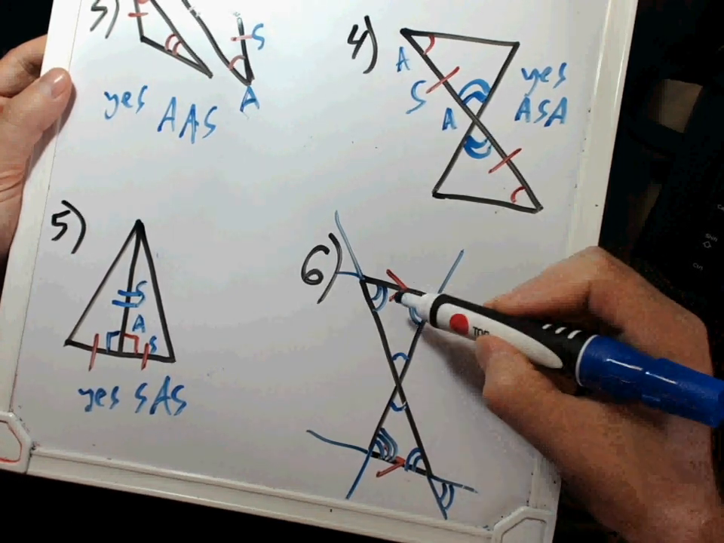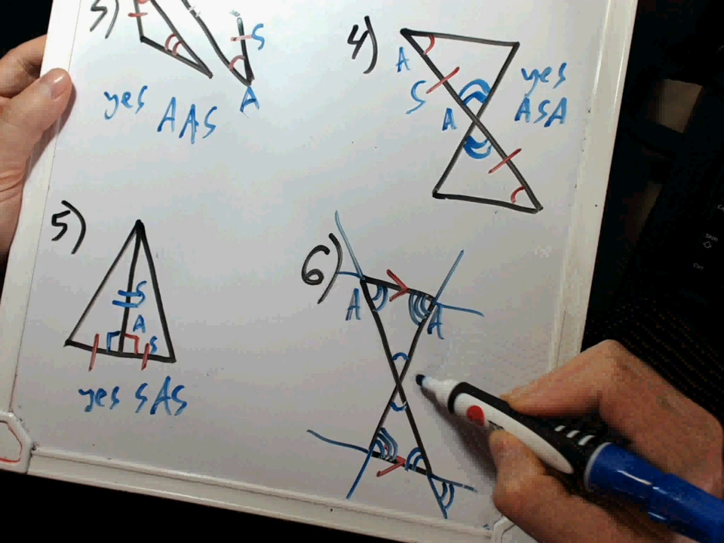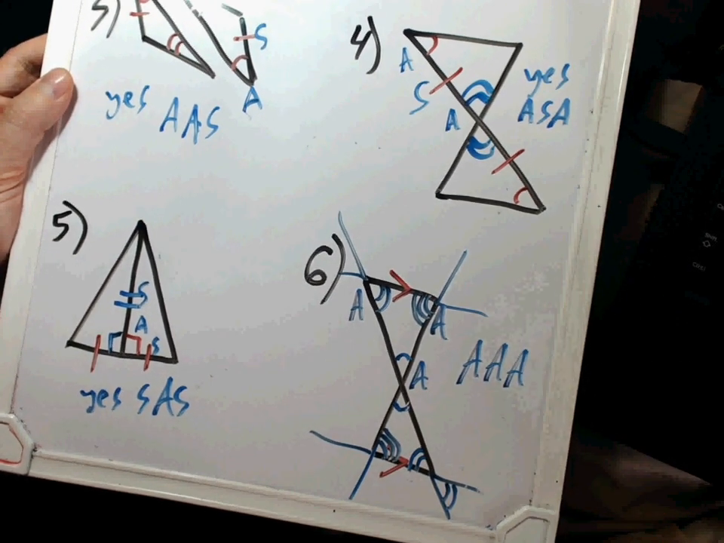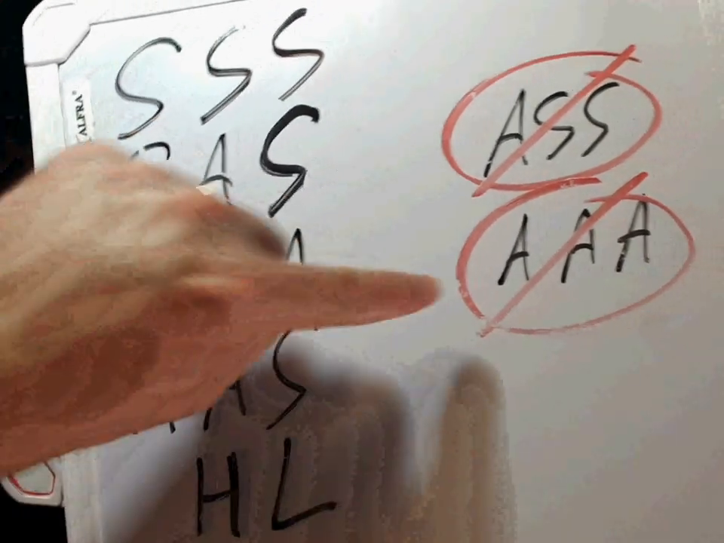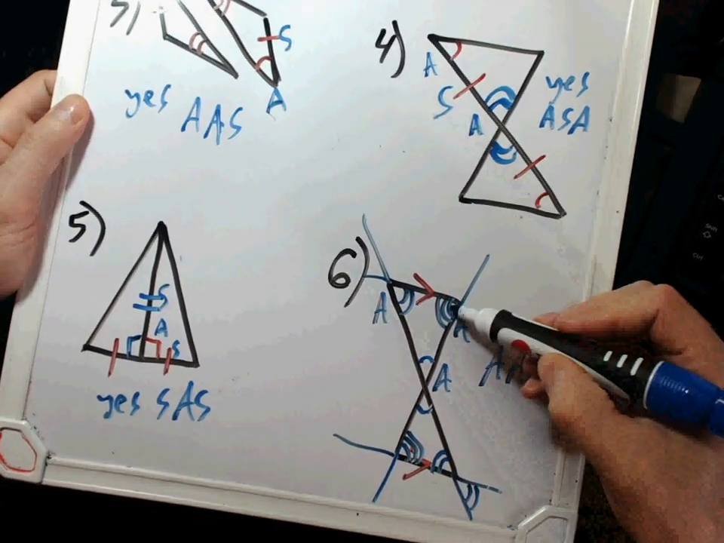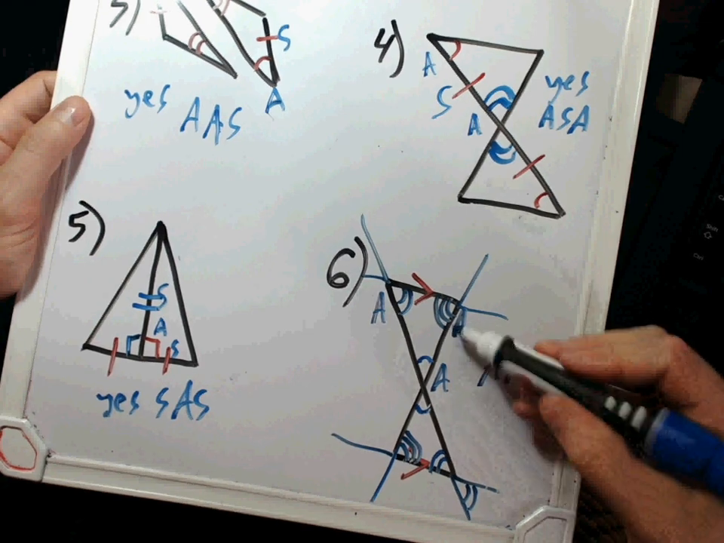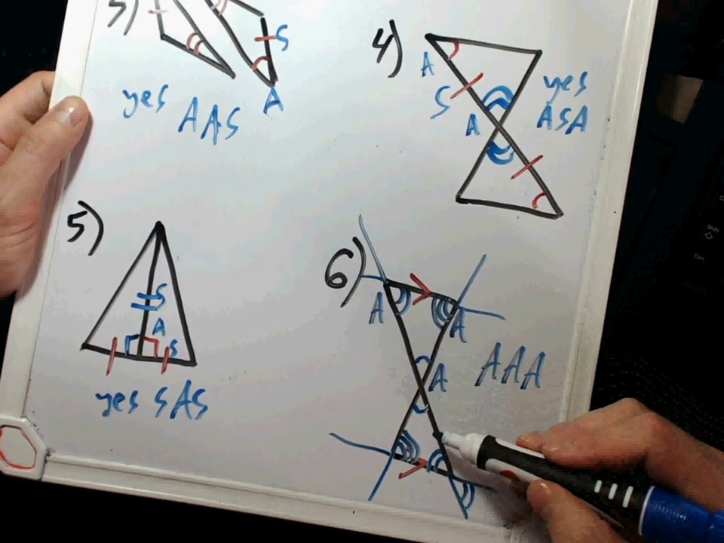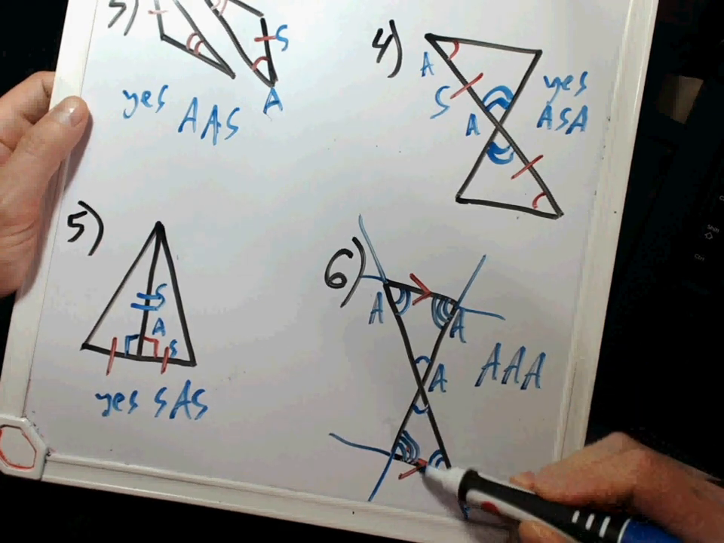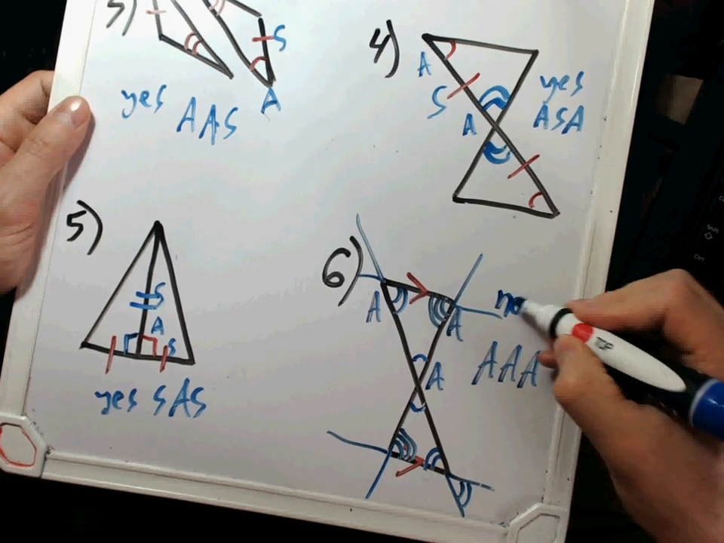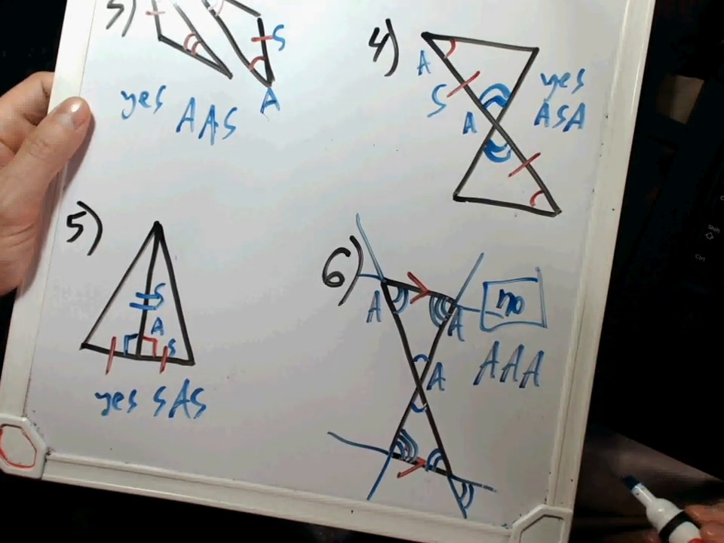We have three pieces of information. It looks like we have A, right? Oh, but that is not one of the ones that we can use. Remember, AAA isn't allowed. Do you see why? Because these may be similar in shape, they're similar triangles, but if all we have is angles, they may be different sizes. Actually, it even looks like this is slightly smaller than this one, according to my drawing. So this is a no. We cannot prove congruence. Alright?